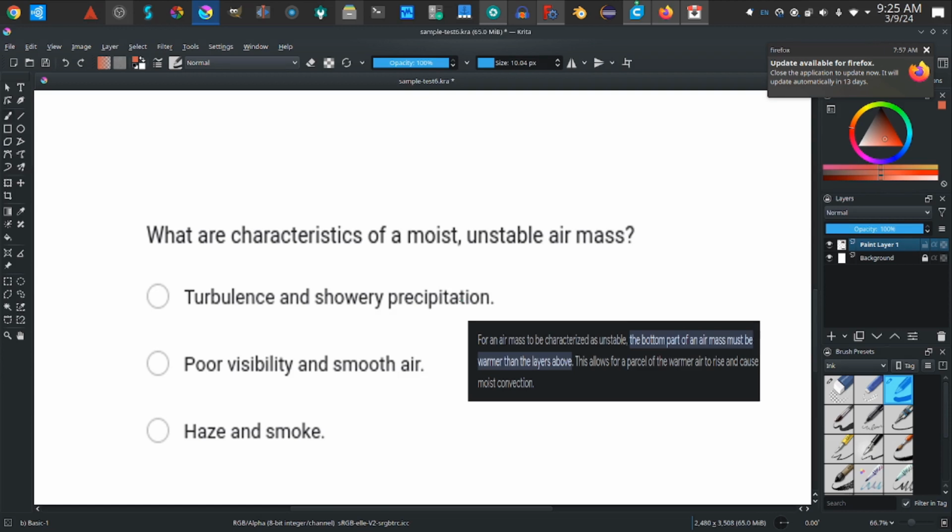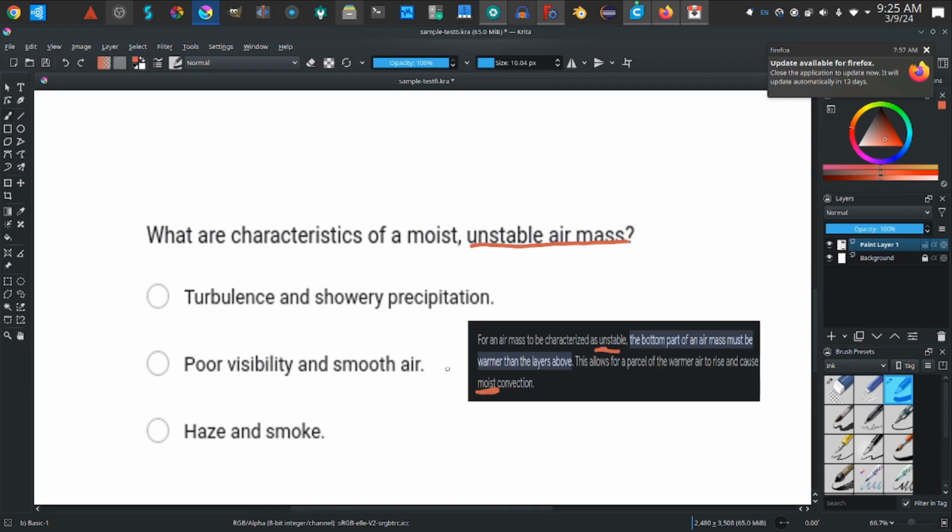What characteristics of moist, unstable air mass? So now my main word is here. Unstable air mass. I looked it up. For an air mass to be characterized as unstable, the bottom part of the air mass must be warmer than the layers above. Okay. This allows for a parcel of the warmer air to rise and cause moist convection.